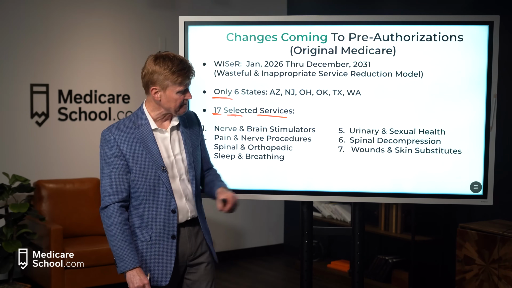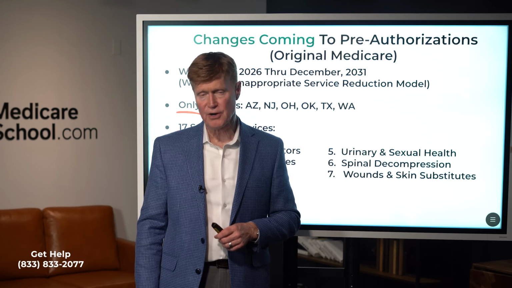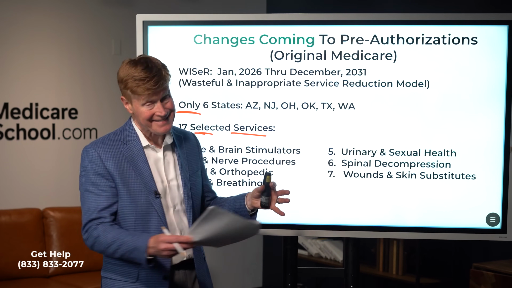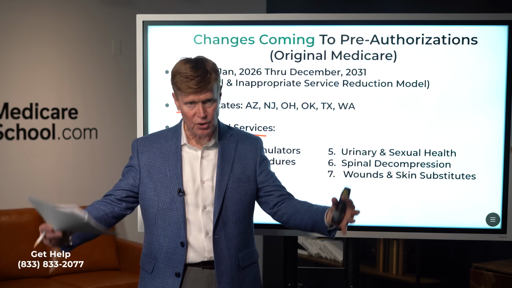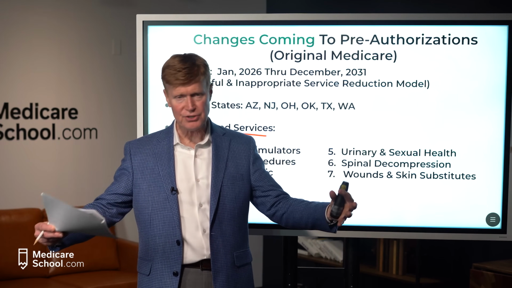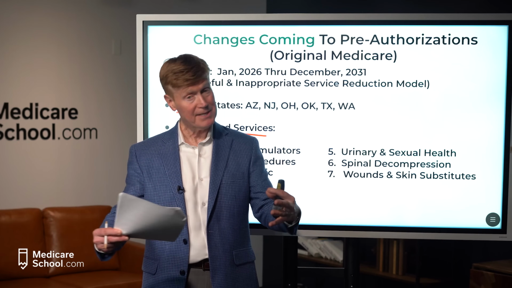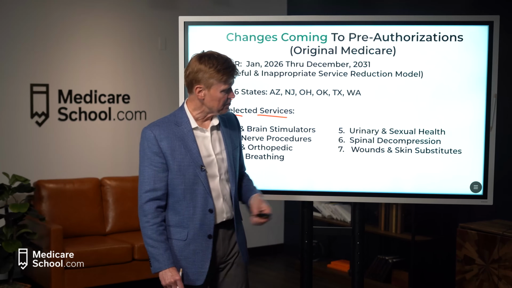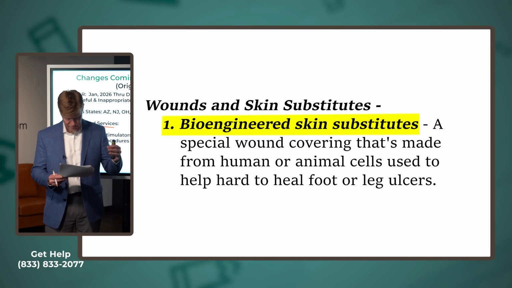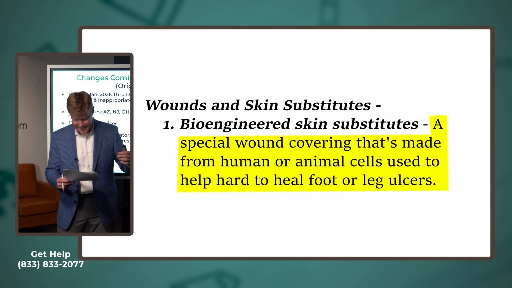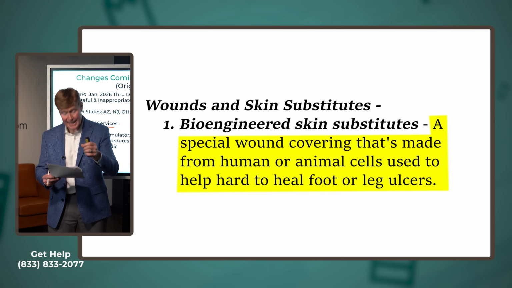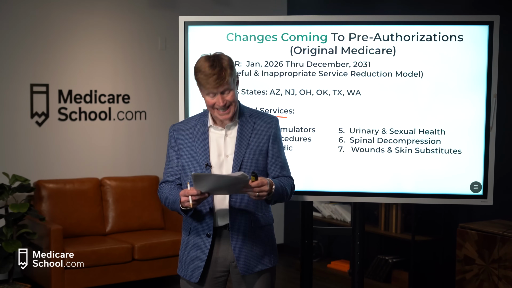If you paid attention to the news recently, there was actually a fraud case of over $1 billion for things like this. In fact, I think this is really what triggered this whole issue of Medicare, through DOJ, defining some of these issues that are overly abused and maybe not very effective. And so here, 3 items. One is called bioengineered skin substitutes. This is a special wound covering made from human or animal cells used to help hard-to-heal foot or leg ulcers. This happens oftentimes in diabetics.